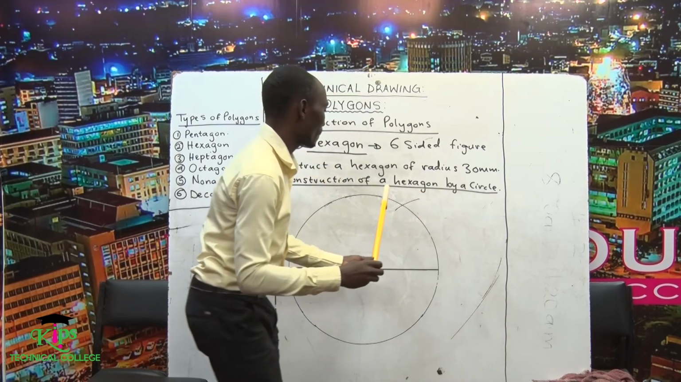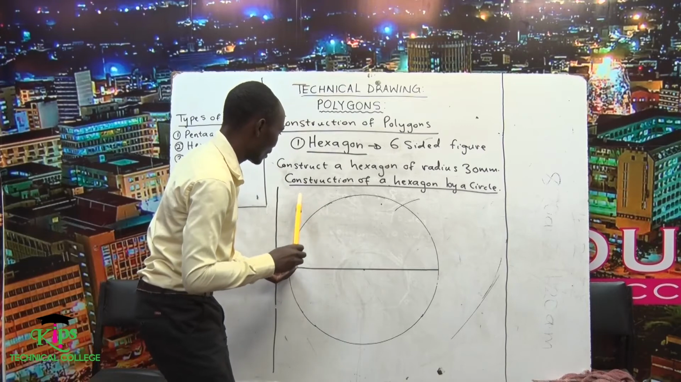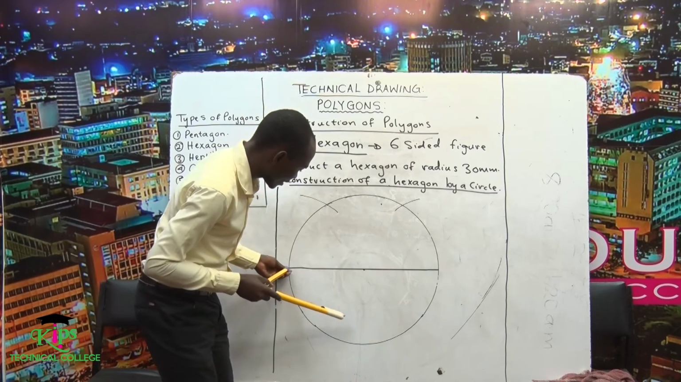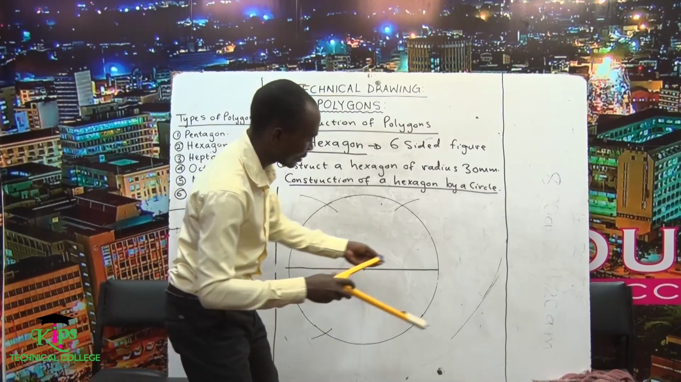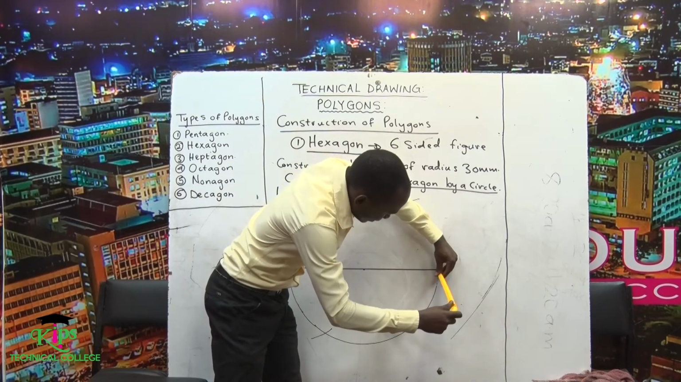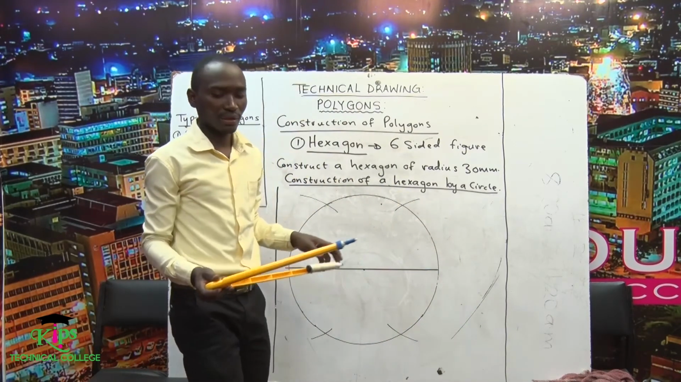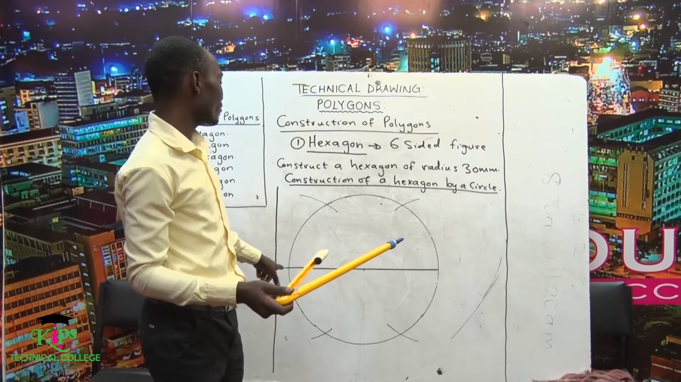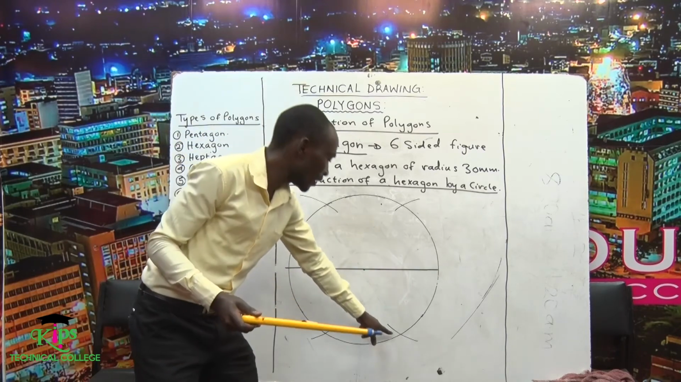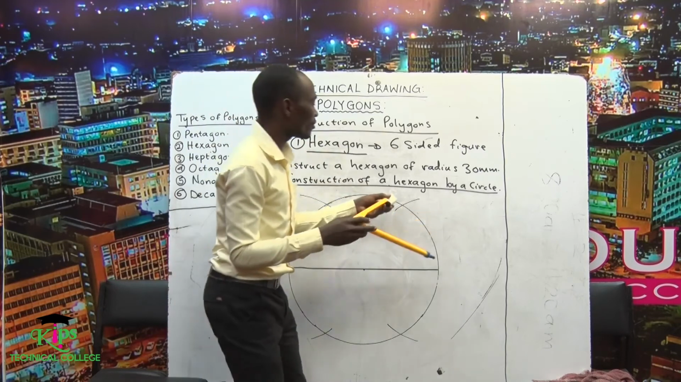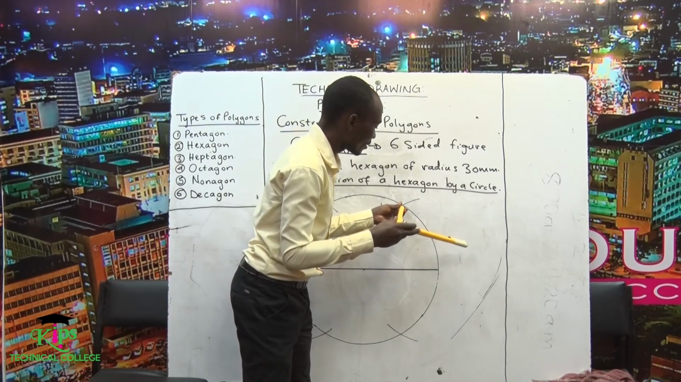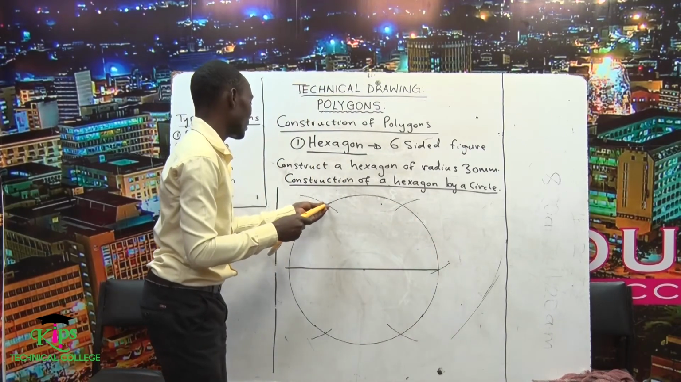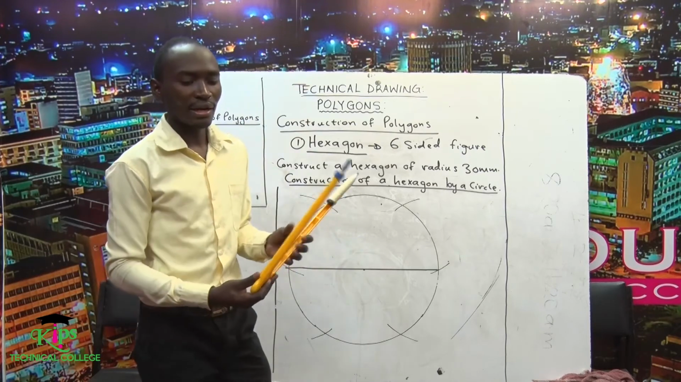Put a mark. Stand here. Put a mark. Stand here. Put a mark. Stand here, put a mark. So you can see how many marks I have: 1, 2, 3, 4. Can as well move round. Also stand here, put another mark. Stand here, put another mark. Now what is remaining?